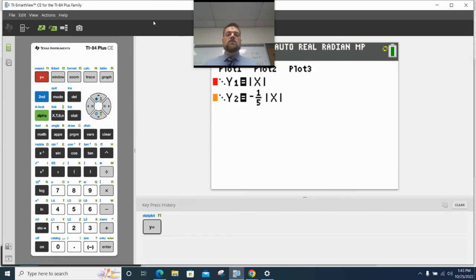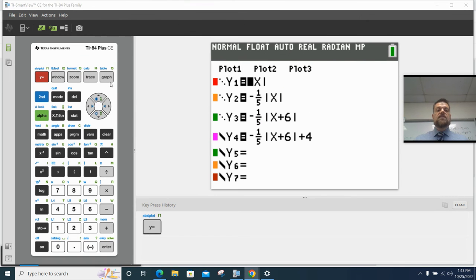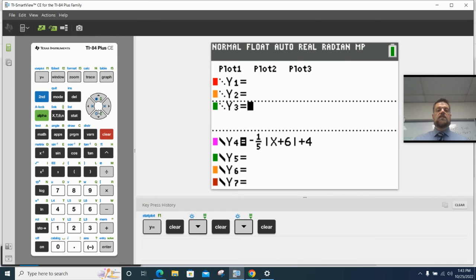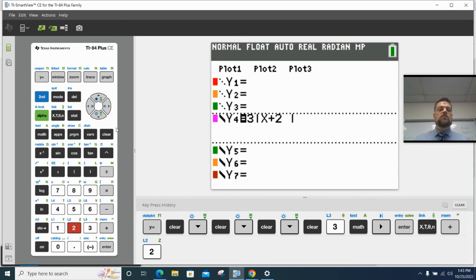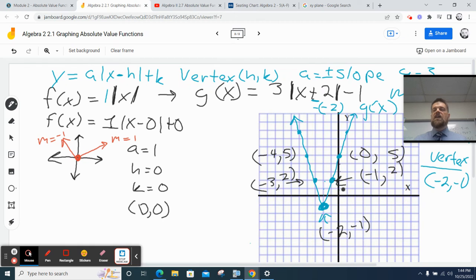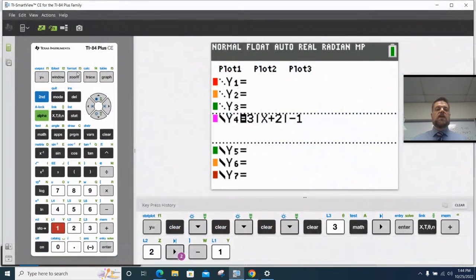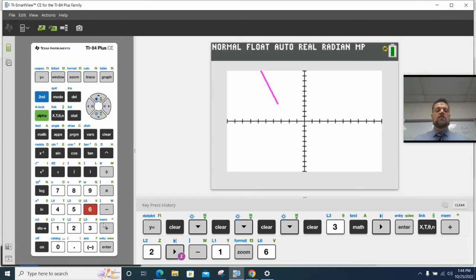So I'm going to go to y equals. I'm going to clear all this stuff out. Clear, clear, clear, clear. And I'm going to say 3 times the absolute value of x plus 2, minus 1. Now, just to make sure that I got it right, this looks like -10 to +10. So that's zoom standard on your calculator. So hit zoom standard. You guys should be doing this at home.